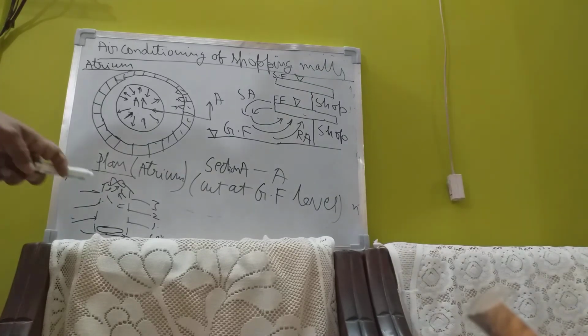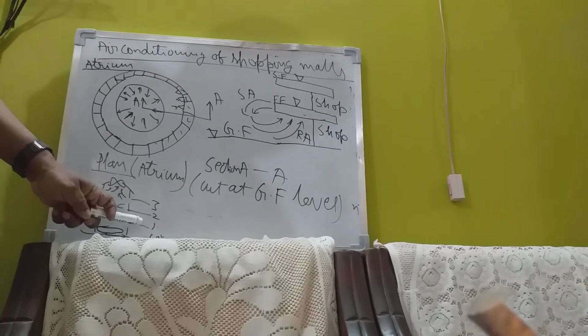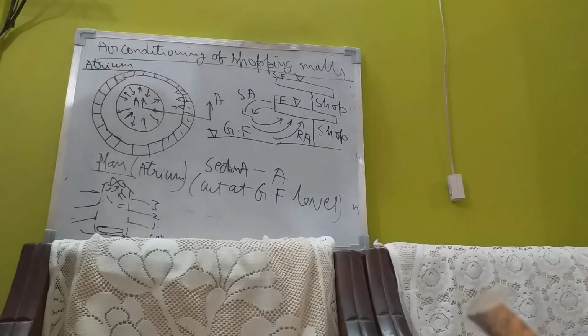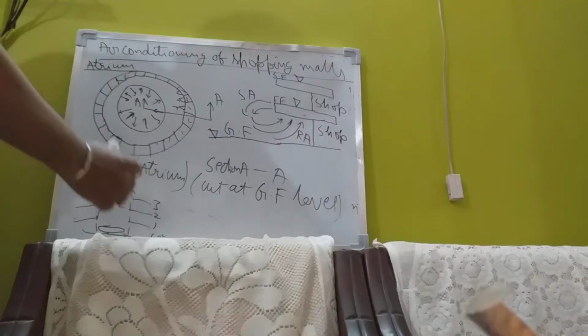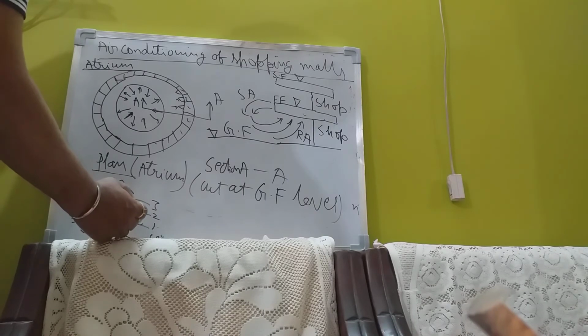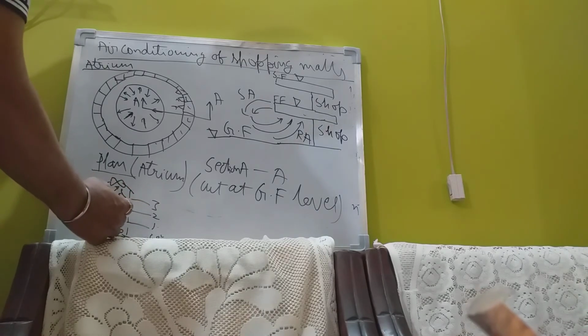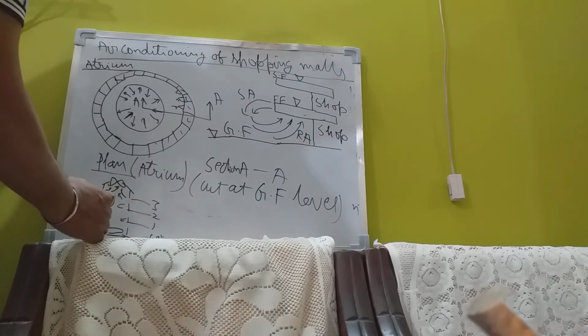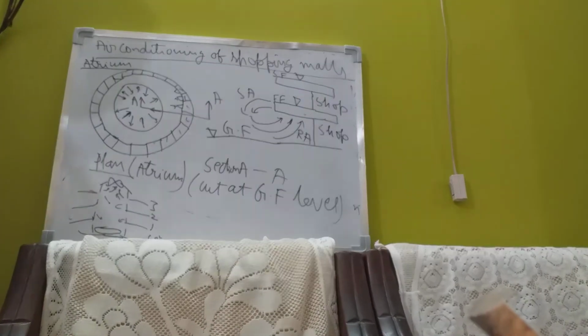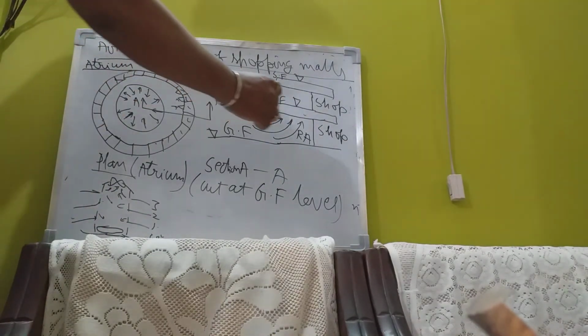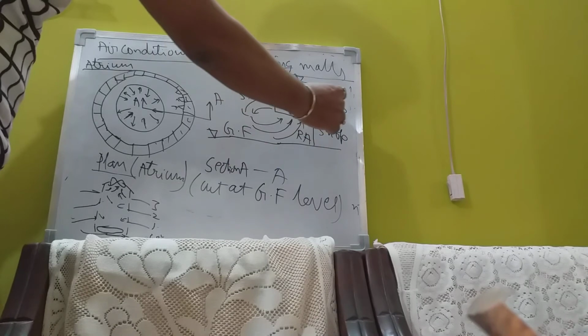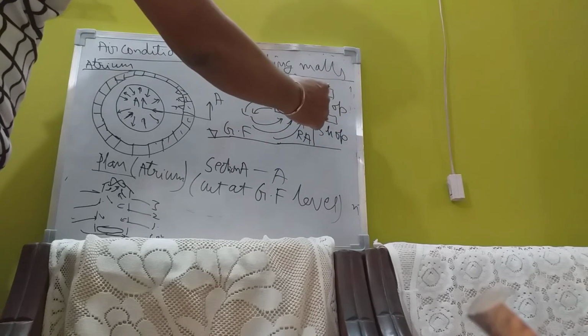What is done? You put air conditioning grills at the first floor level. Try to understand what I am telling you. This is the ground floor, this is the first floor. At the first floor level, we are putting the air conditioning. This is what I am showing here. Here is the shop. Here is the floor.